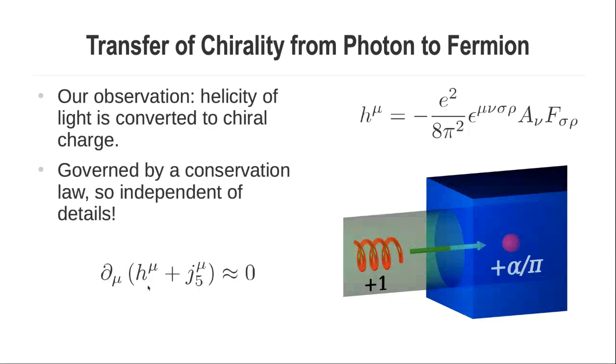It turns out the helicity of light plus chirality of the charges in the material, this quantity is conserved. This was our key insight. If you add the helicity of light and the chirality of the charged particles, you get a conserved quantity. And this, since it's a conservation equation, is very robust and very powerful. It doesn't matter which direction the light is coming. It doesn't matter how light is dissipating in the material. None of those things matter. The total quantity is conserved.